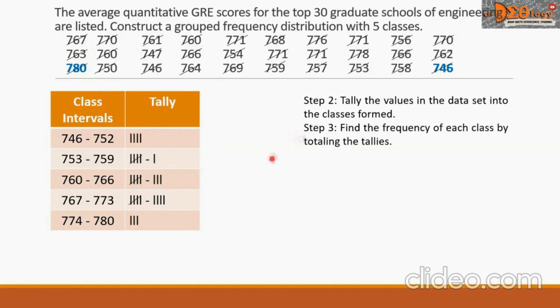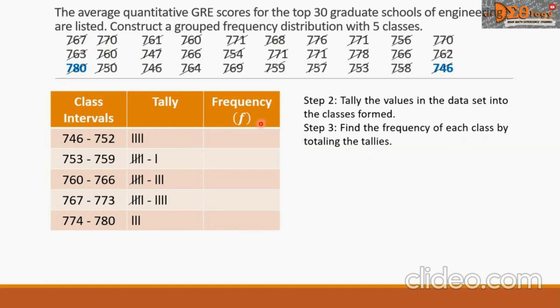For step 3, let us find the frequency of each class by totaling the tallies. So we need another column for the frequency. We will simply count the tally for each class interval. For the first class interval, we can see here that there are 4 tallies. So we will write here 4 in the frequency.